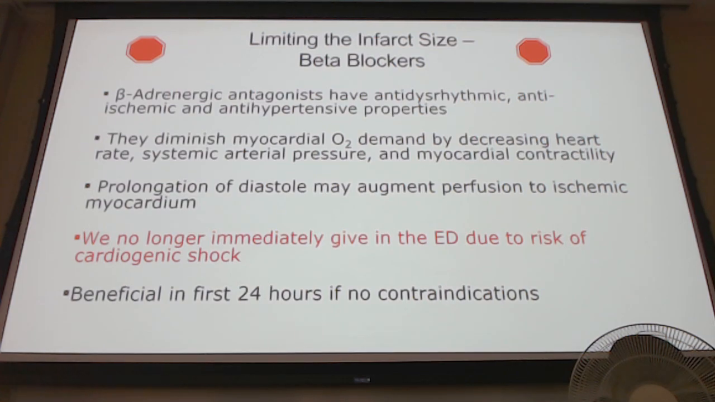All right, so we don't use beta blockers acutely in the emergency department. They do show a benefit, but it's not something we're going to use in the acute setting. It's going to be beneficial in the first 24 hours after they get their cath, that cardiology is going to prescribe. It has a high risk of cardiogenic shock, so we want to avoid that in the acute period.